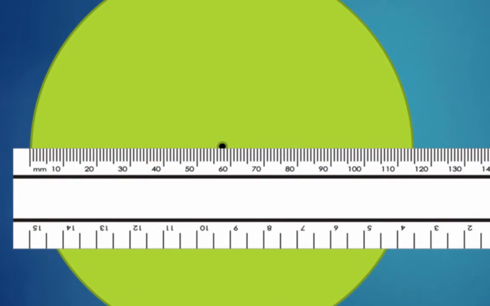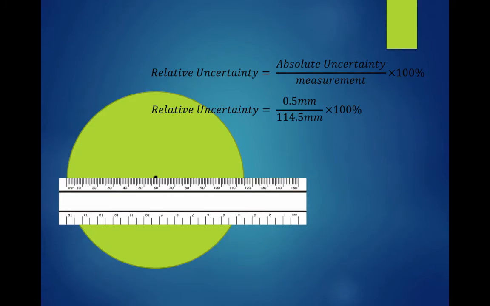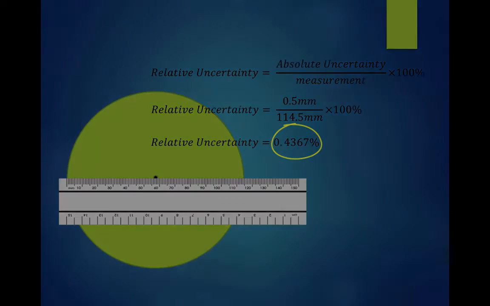Let's measure the diameter instead of the radius. If we measure the circle to be 114.5 millimeters plus or minus 0.5 millimeters, then the relative uncertainty works out to be 0.5 millimeters divided by 114.5 millimeters times 100%. The relative uncertainty for the diameter is 0.4367%, roughly half the uncertainty of the radius.